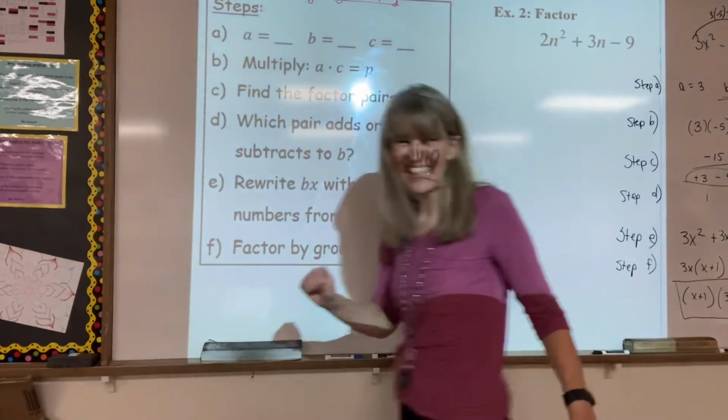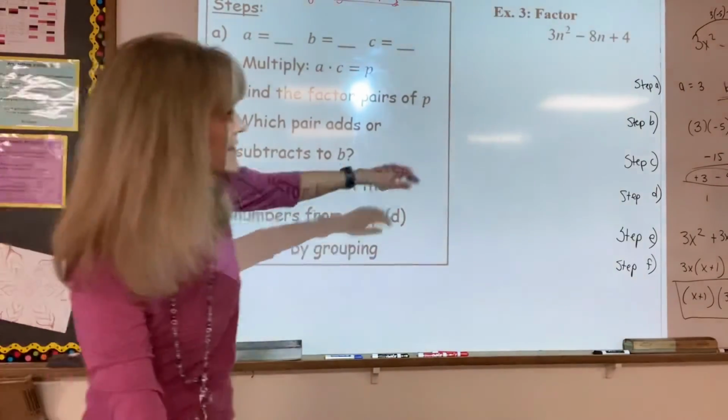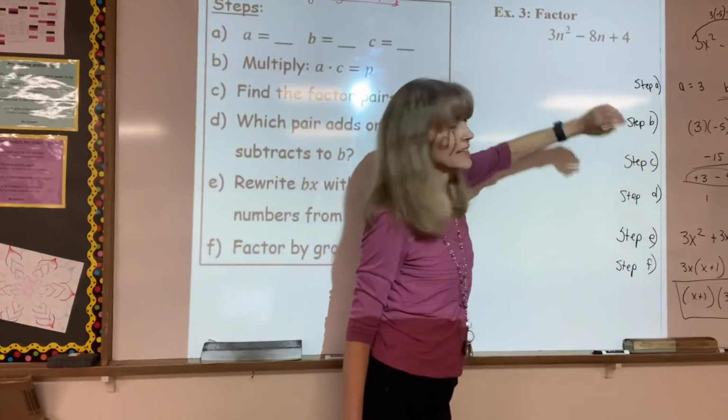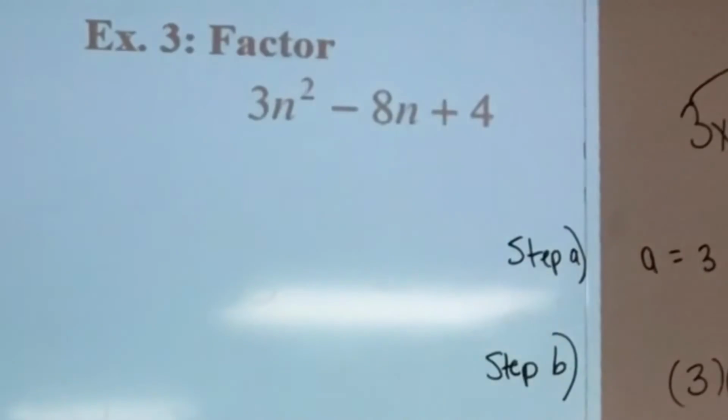Miss Anthony, can you come? I will. Okay, here's your last one. 3n squared minus 8n plus 4. I think I did this.